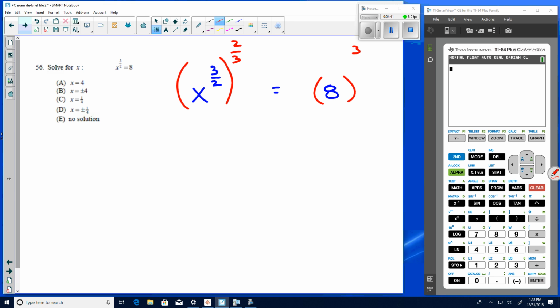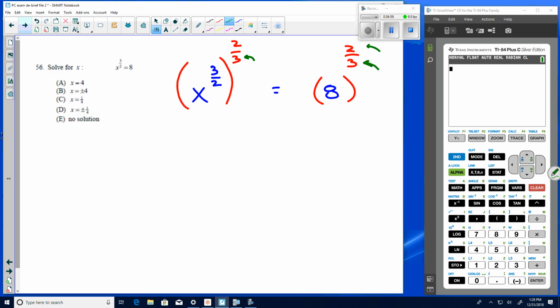Now think about what we're doing here. When we raise to the 2/3 power, we are in fact taking a cube root. Remember, the roots are on the bottom. This 3 indicates this is a cube root. So we're taking the cube root of both sides, and then we're squaring the result. That's what the 2 does.